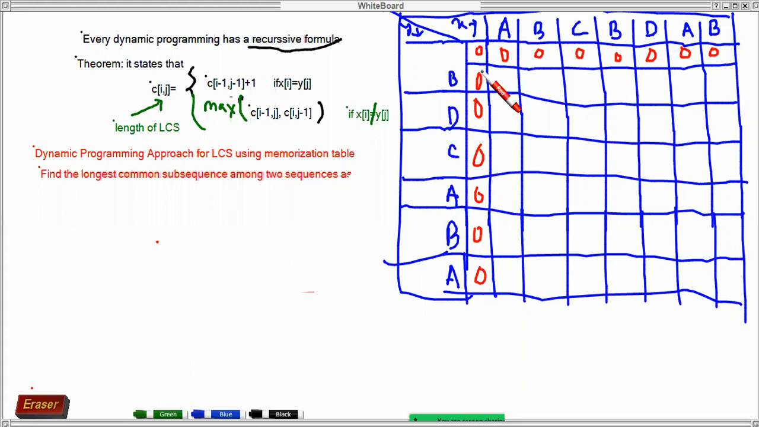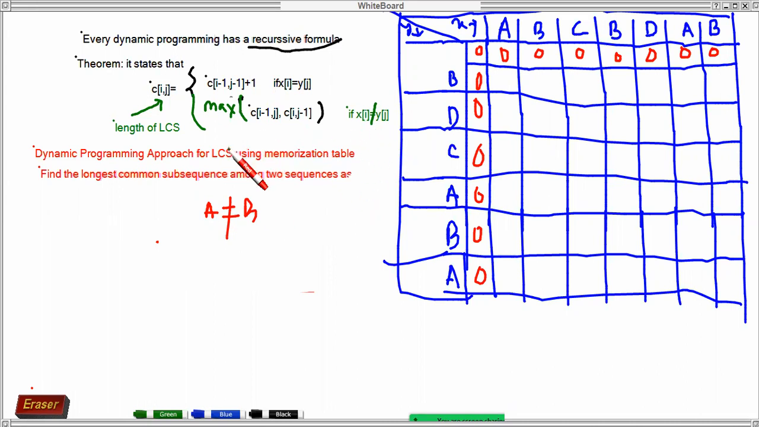Just see. First, I'll choose this A and B. I'll compare with the AB. So is A equal to B? You can see A is not equal to B because I'm comparing this. It is not matching. So if it is not same, A, B are different. Since A is not equal to B, then I have to go for max.